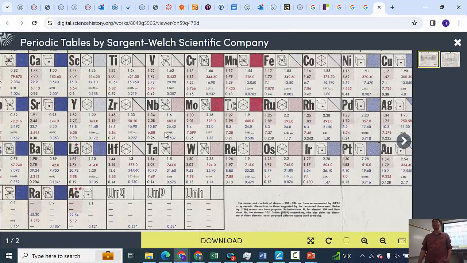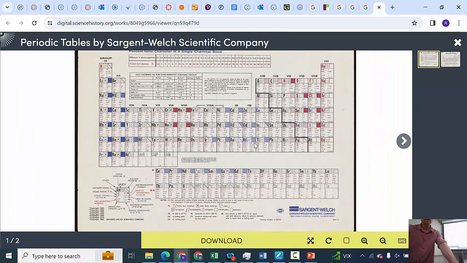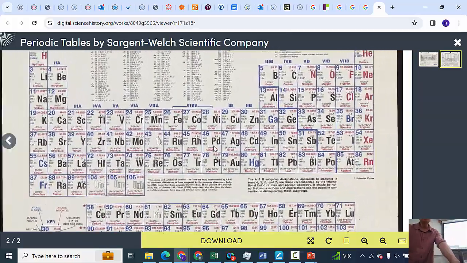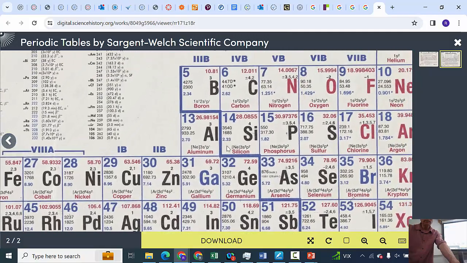A lot of data on the elements. So from this you could figure things out. I think it gives the density. And then this is page 2 of the Sargent-Welch. It's double-sided. Page 1 looks like a normal periodic table, but it gives more. Like, for example, take a look at carbon.